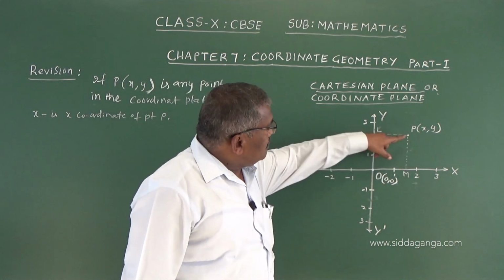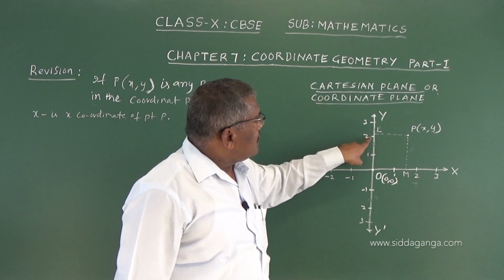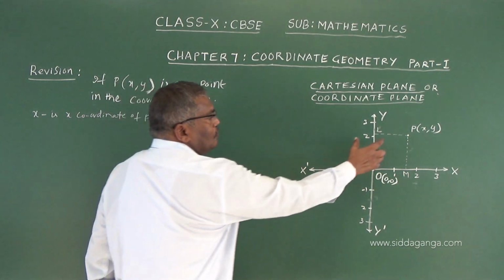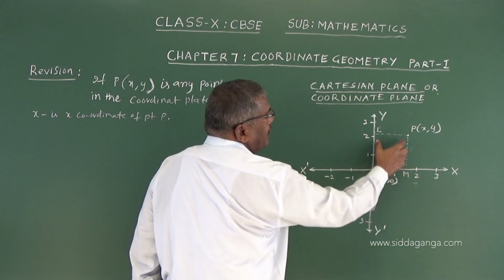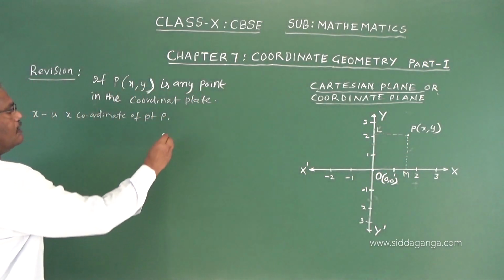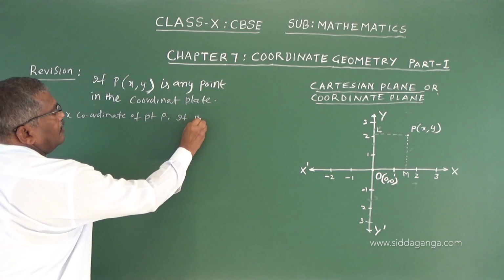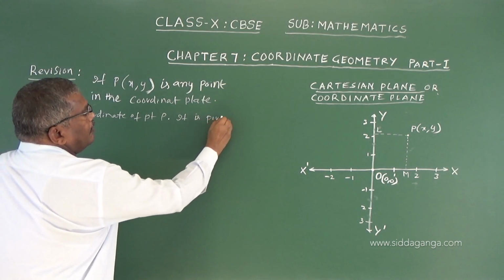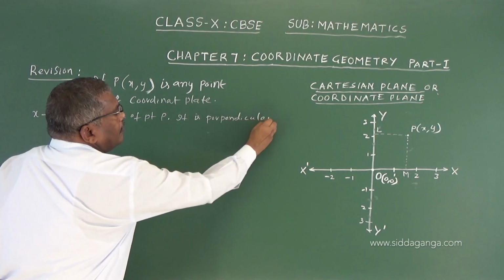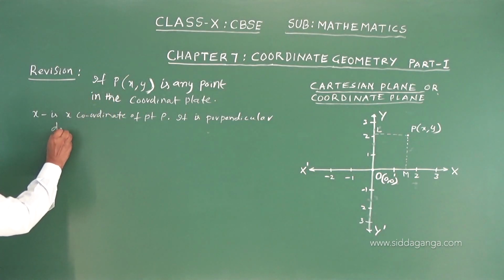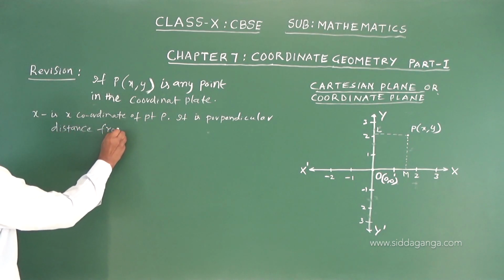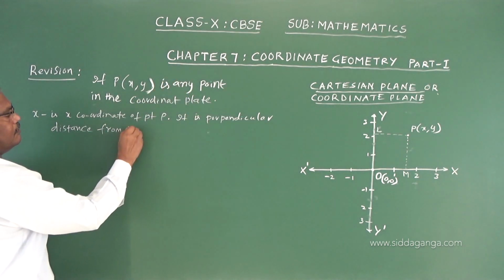The value of x is the perpendicular distance from the y axis, that is LP or OM. These two are one and the same. OM is parallel to LP, so therefore these distances are similar. It is the perpendicular distance from the y-axis.